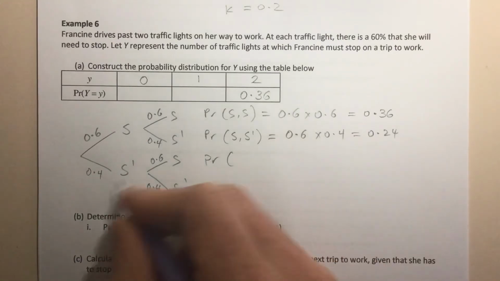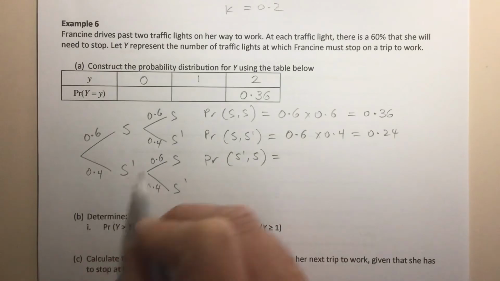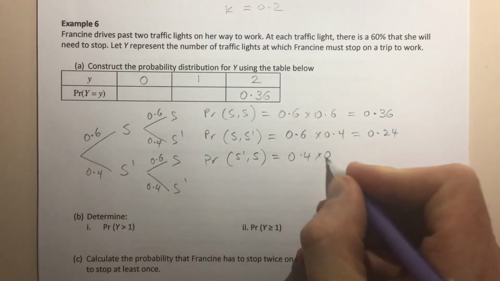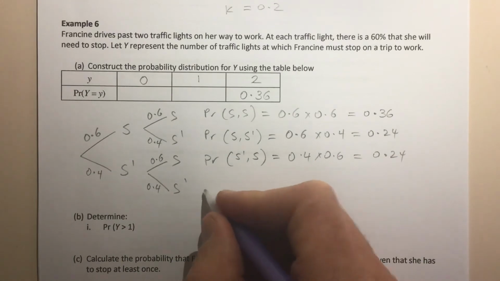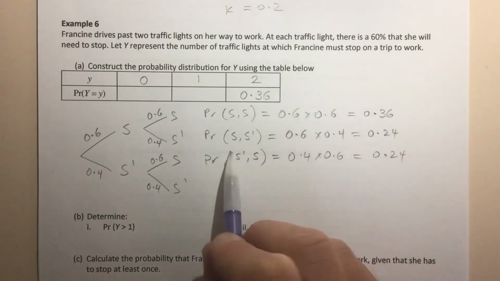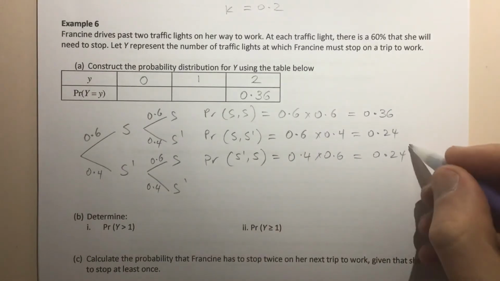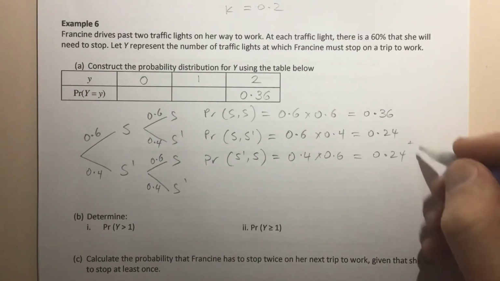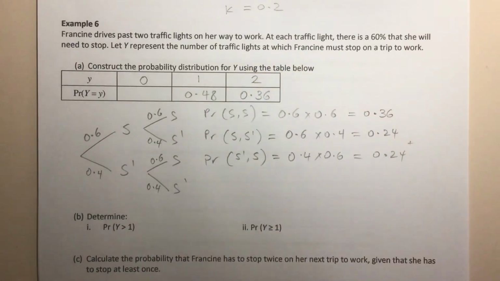And then the other way around, if she doesn't have to stop at the first one and has to stop at the second one, well, that's just going to be 0.4 times 0.6, which of course will also equal 0.24. And so altogether, the probability that she has to stop at one set of lights only is going to be 0.24 plus 0.24. Okay, so the probability that she has to stop at one set of lights is 0.48.